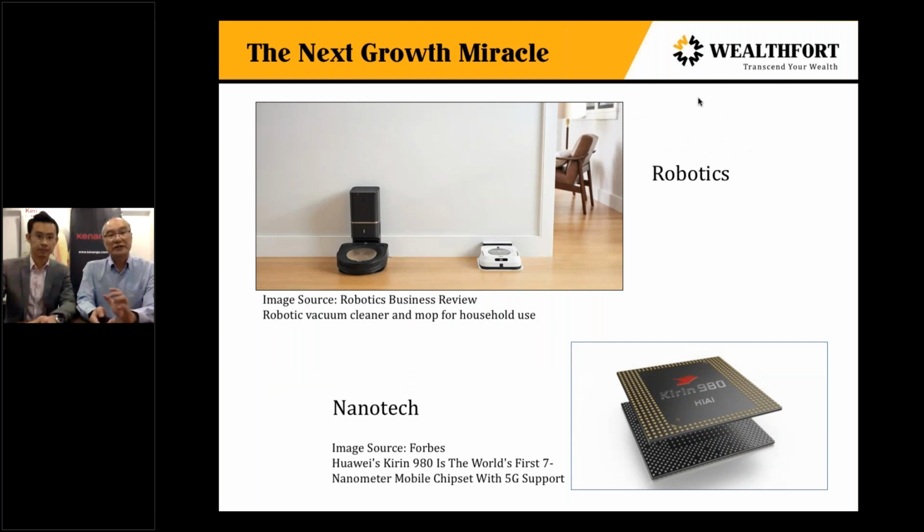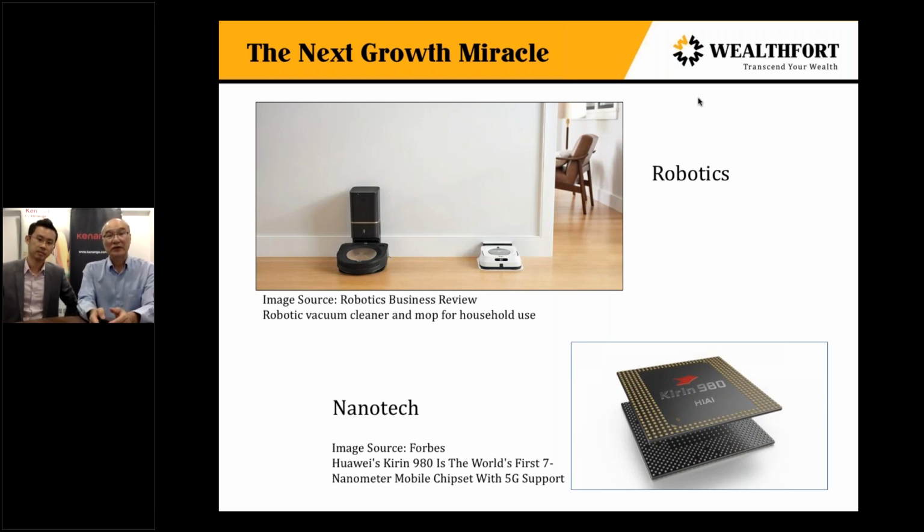Robotics: right now we see that robotics are entering our homes in terms of robotic vacuum cleaners as well as robotic mops. Right now they are in our household doing the chores that normally a stay-at-home mom or a domestic helper would do.